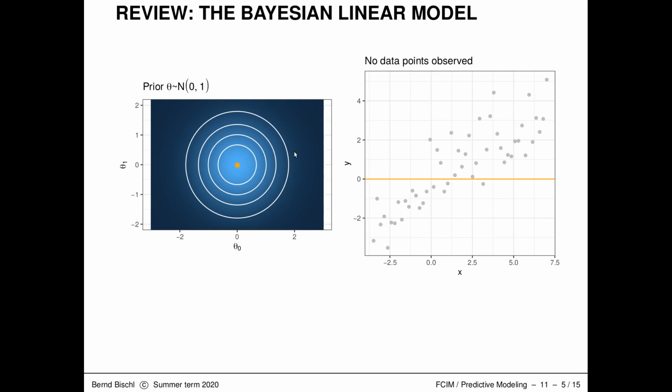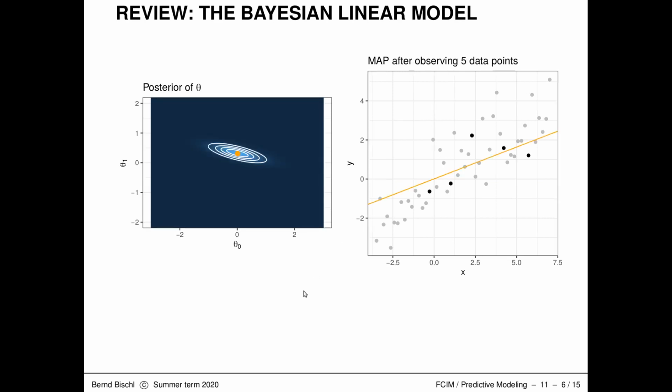Here in my prior distribution, which in the next step will be turned into a posterior, there's always a point of highest likelihood. At the moment, this is the zero origin, and for the parameter vector theta, I will now plot the associated linear model on the right-hand side as this orange line. So this here is simply the zero model.